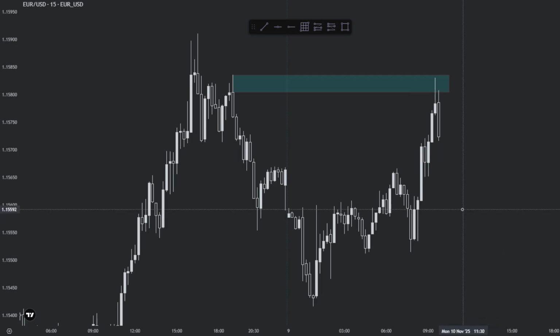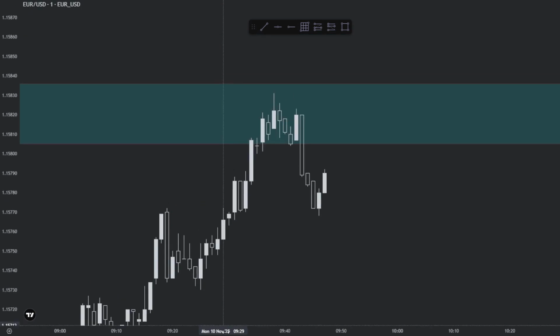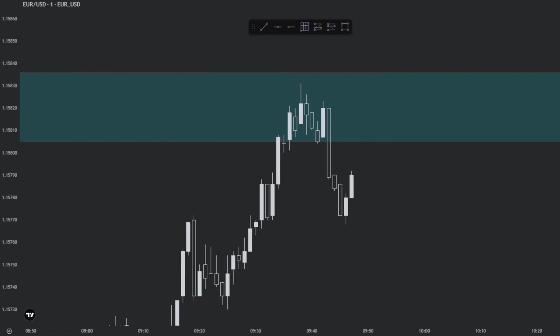Next, we drop to the entry time frame. As price pushes back up into that higher time frame bearish order block, pay close attention to how it behaves. Right here, as price taps into the zone, the momentum slows down and you can see hesitation forming in the candles. Then, right at this point, we get a clear change of character to the downside. This is our first sign that smart money may be taking control.